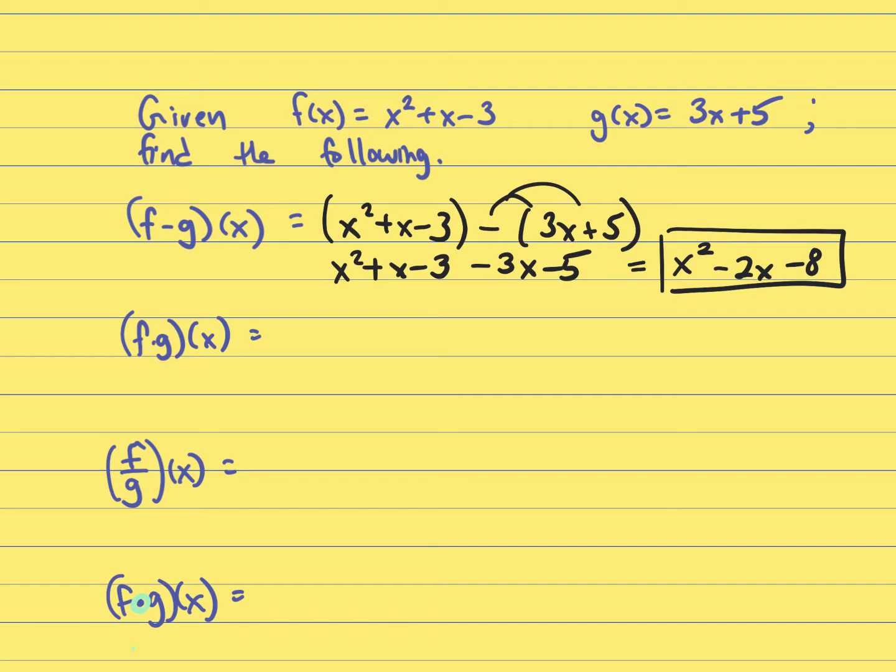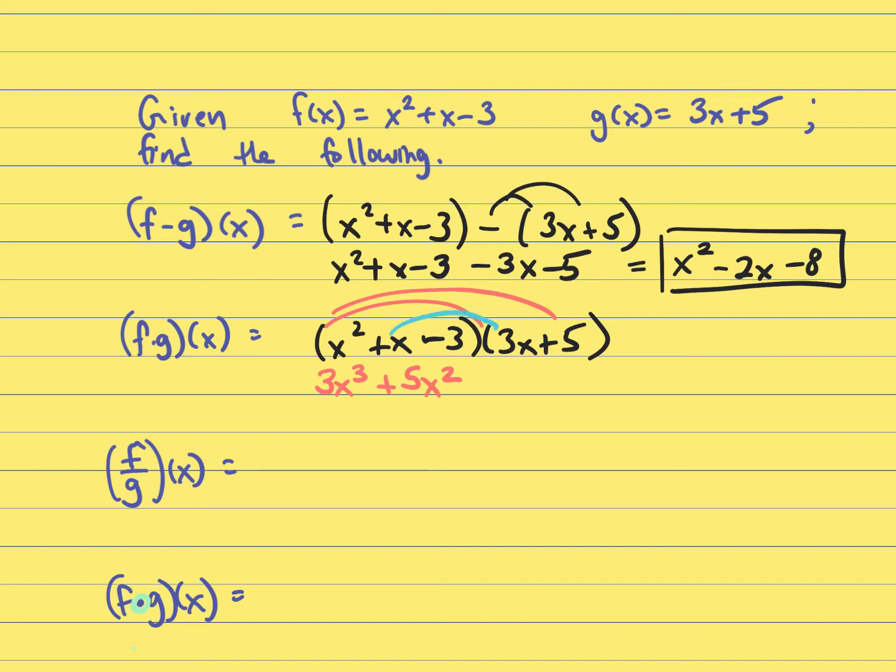f times g, same idea. x squared plus x minus 3 times 3x plus 5. And so we'll just distribute. So I'm going to multiply the x squared to everything. So that's going to give me 3x to the third plus 5x squared.